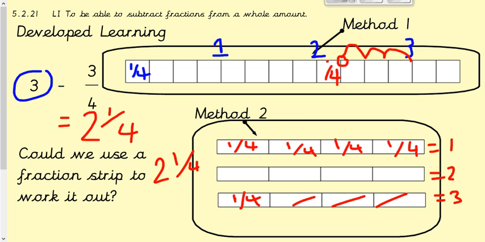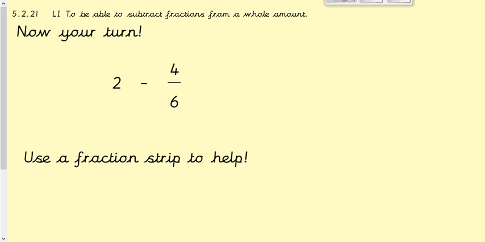So now it's your turn to have a quick go at it. Have a go at this one. So we've got 2 wholes, take away 4/6. So use a fraction strip to help if you want to, and then we'll go through the answers. If you're not sure, then stay with me and we'll go through it together.